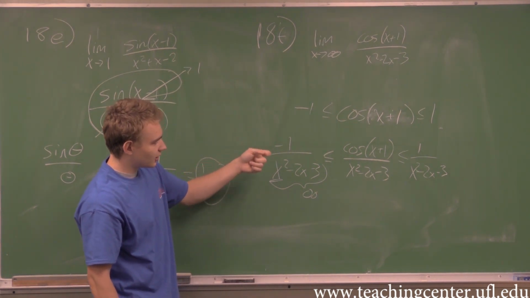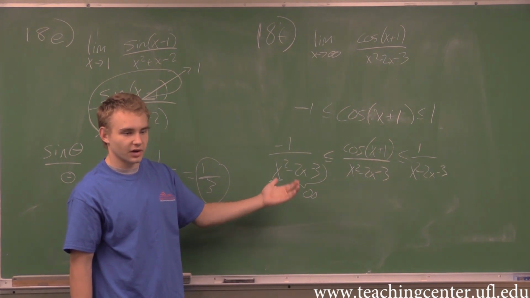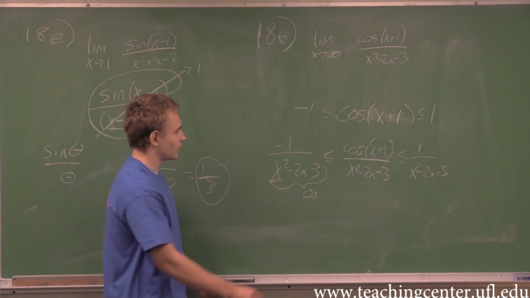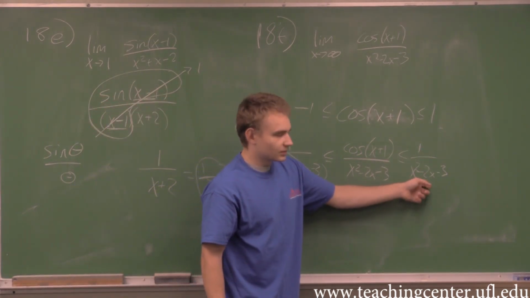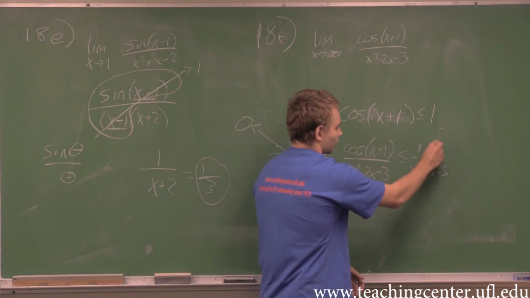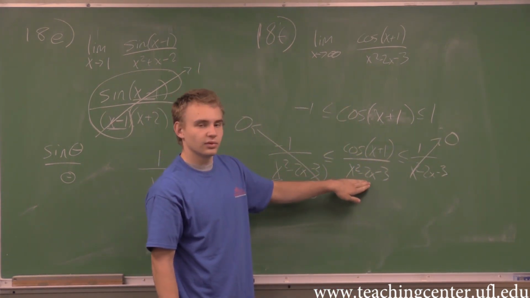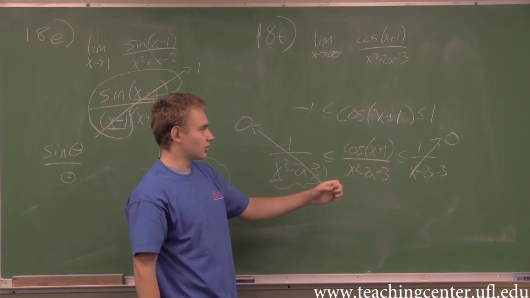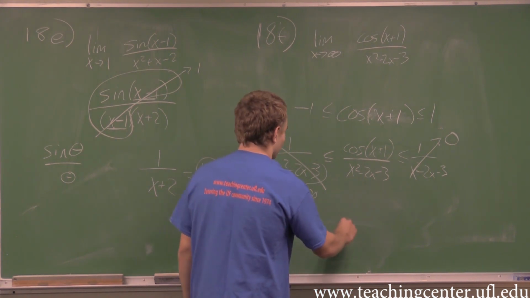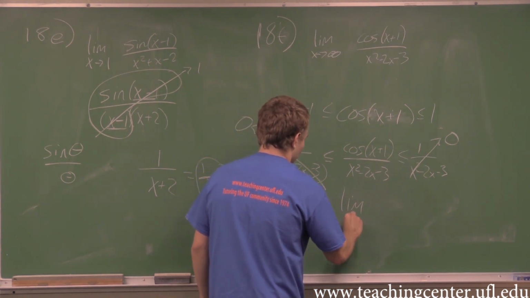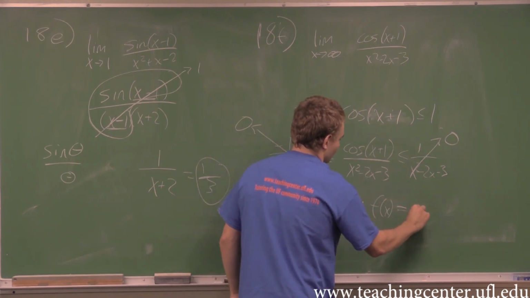So I have -1 over a gigantic number, and the whole thing goes to 0. 1 divided by a really big number is really small, 0. Over here, exact same thing, so this also goes to 0. That means my function itself goes to 0. So it's squeezed between 0 and 0. So the answer would be: limit as x goes to infinity of my function equals 0.